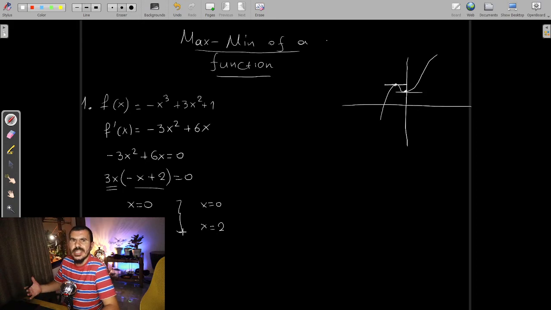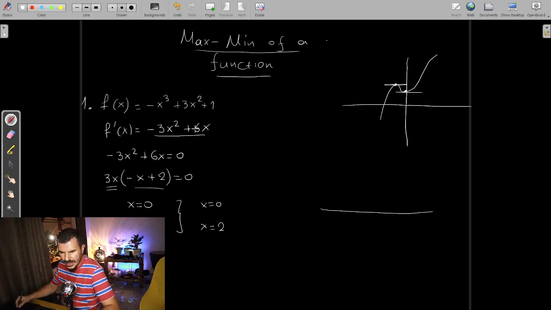Now how can I define which is maximum or minimum? Later on we will see that I can use the test of the second derivative. If I find the second derivative, I can find also if it's maximum or minimum. Now this is another way which is also relatively easy. You just need to do some simple substitutions. So this is my derivative of the function.